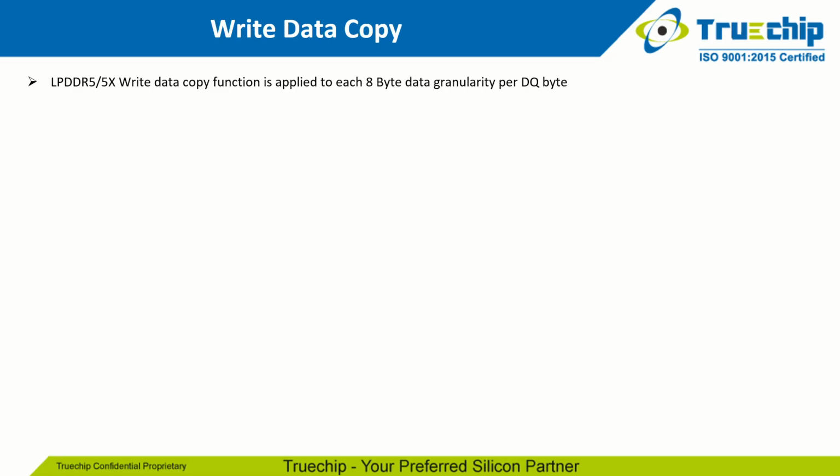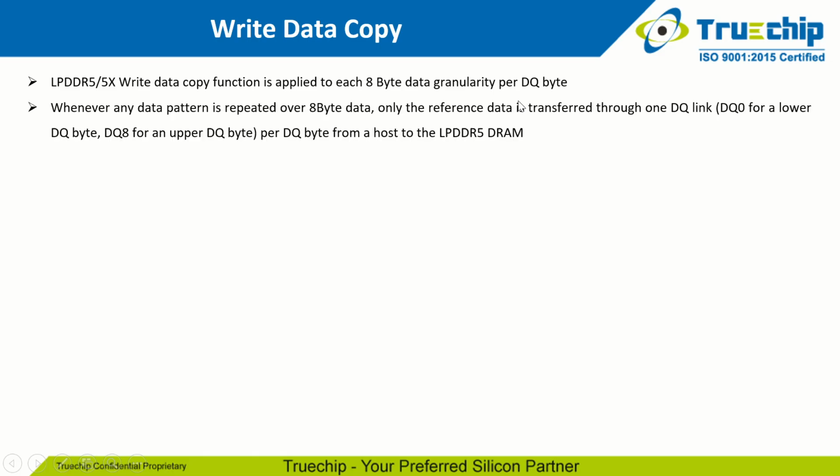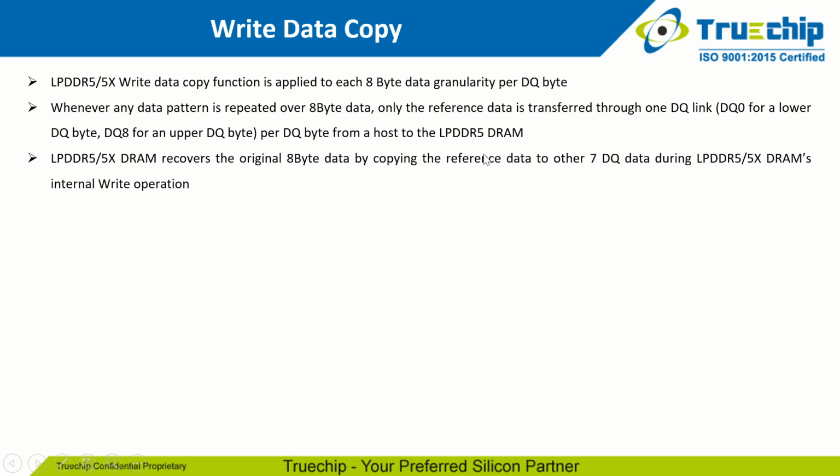LPDDR5 write data copy function is applied to 8-byte data granularity per DQ byte. Whenever any data pattern is repeated over 8 bytes of data, only the reference data is transferred through the DQ link, DQ0 for the lower DQ byte, DQ8 for the upper DQ byte, per DQ byte from a host to the LPDDR5 DRAM. LPDDR5 DRAM recovers the original 8-byte data by copying the reference data to the other 7 DQ data during LPDDR5 DRAM's internal write operation.